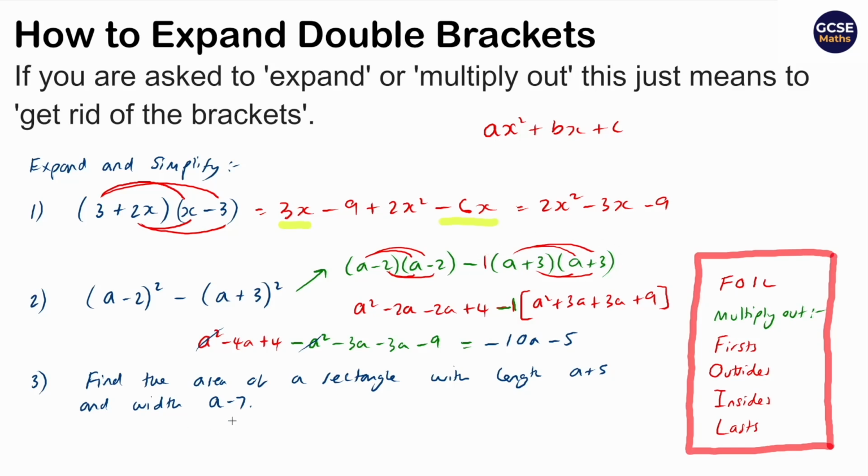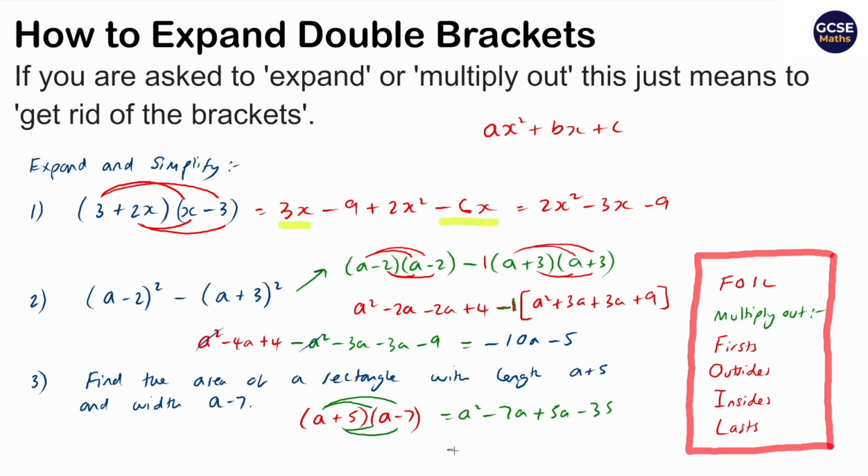of this here. Finally, we're going to find the area of a rectangle with length a plus 5 and width a minus 7. So if you see that, you just got to create your own brackets. We have a plus 5 multiplied by a minus 7. And now we can use FOIL again as we did before. So firsts, a squared, outsides, minus 7a, insides, plus 5a, lasts, minus 35.